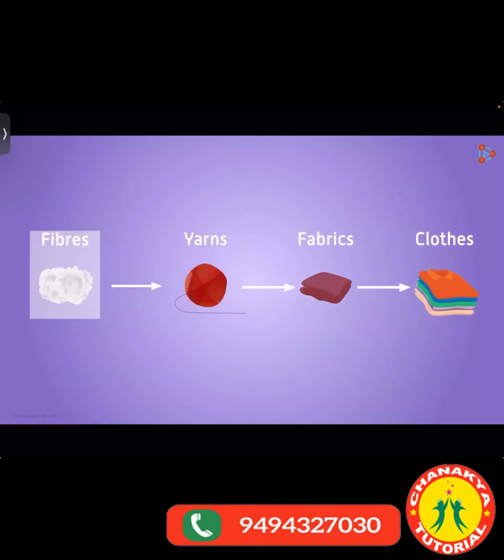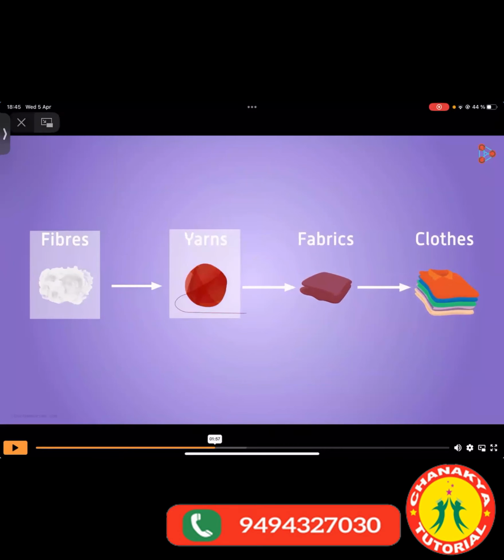So fibers are the threads which are used to make long and continuous usable threads called yarns. You can make note of this flow chart. So you get yarns from fibers. So fiber is the basic raw material. Okay. So from fibers, yarns are made.